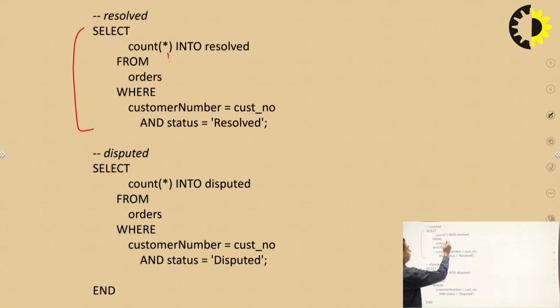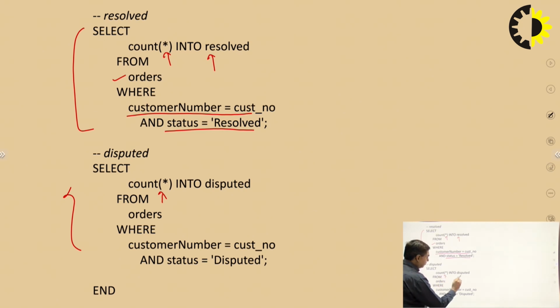The approach is almost the same. We count the number of orders where the status is resolved, and it is stored in the resolved variable. We use the same table, matching the customer number for one customer. Similarly, for the orders which are disputed, the total number of disputed orders will be stored in a variable, disputed. We use the table orders with the same condition, matching the customer number.